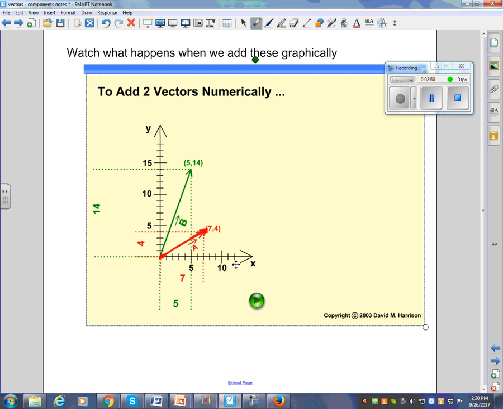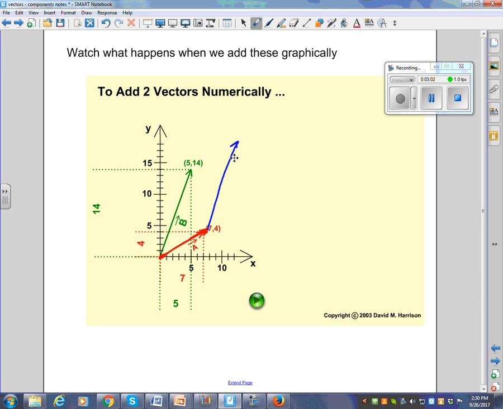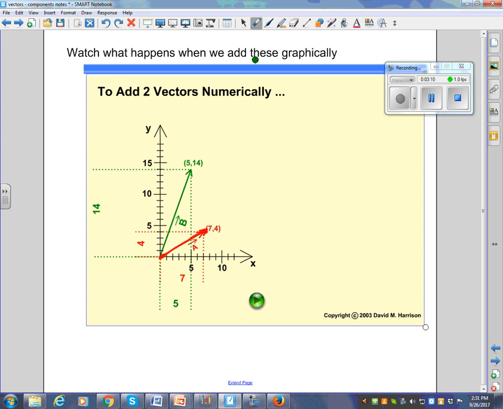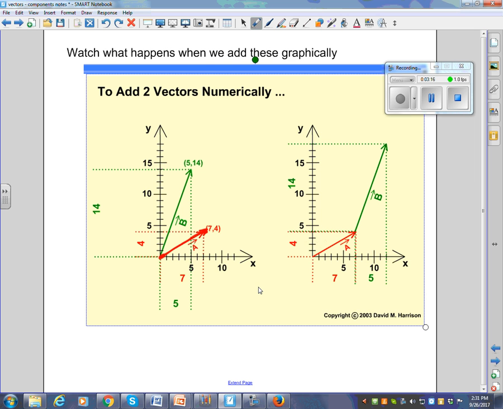Now, if I were to add them together, I can do it like this, and normally we would do this kind of thing, head to tail, right? And then we would go like that. And now some books talk about the parallelogram method, and that's all fine and dandy. But watch this here. So there's vector A. There's vector B. I'm going to put it tip to tail.